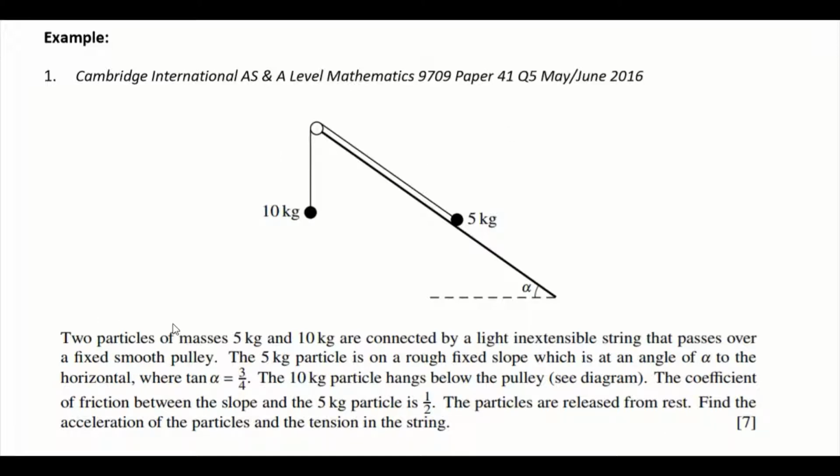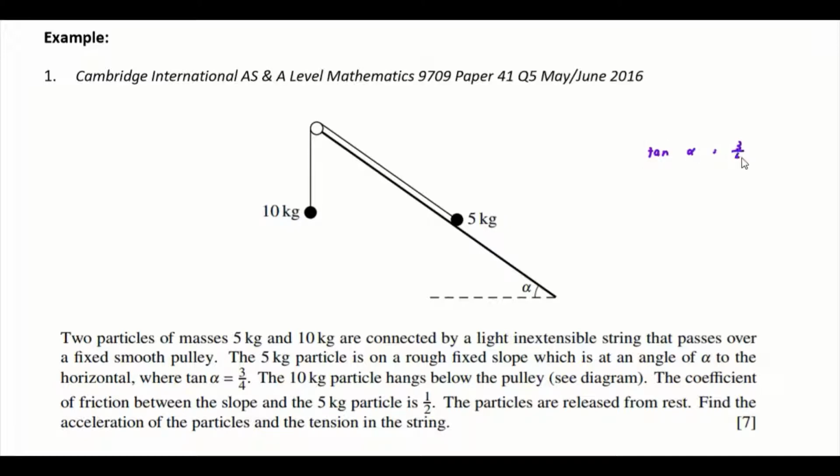Two particles of masses 5 kg and 10 kg are connected by a light inextensible string that passes over a smooth pulley. The 5 kg particle is on a rough fixed slope, which is at an angle of alpha, and tangent alpha is 3 over 4. So maybe we can write that down: tangent alpha is 3 over 4.